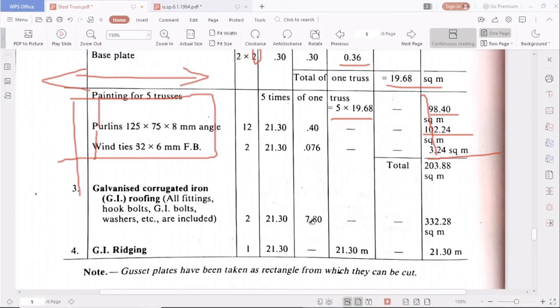Multiply 21.30 by 7.80 and you will get the total quantity in square meters. Now for GI roofing, ridging is to be provided. I have shown the picture of the ridging before. So 1 into the effective span 21.30, it is installed at the apex, so the quantity will be 21.30.